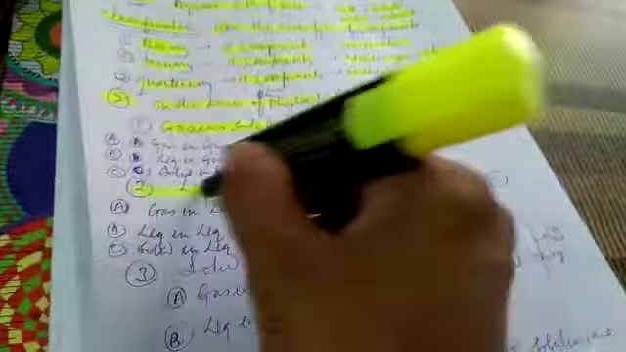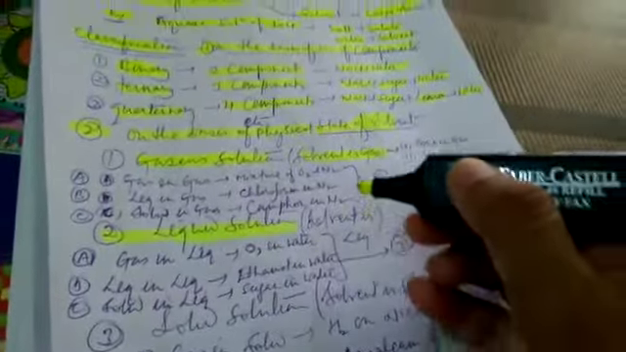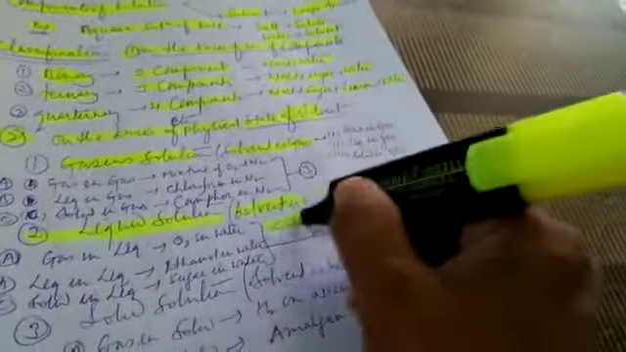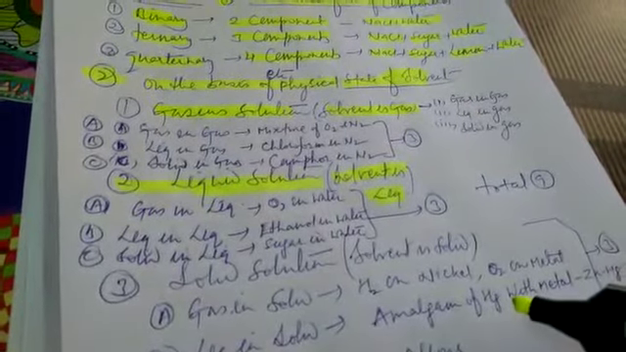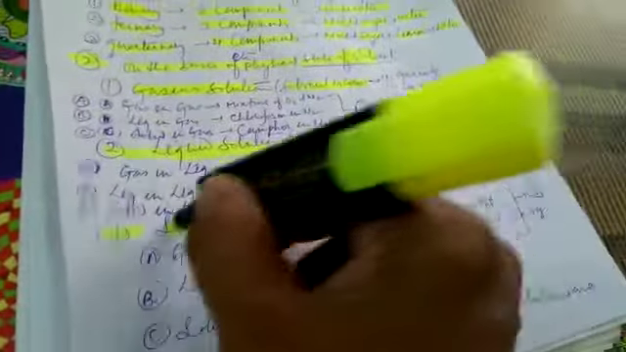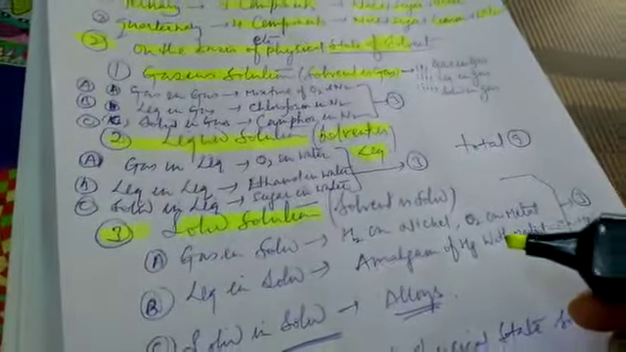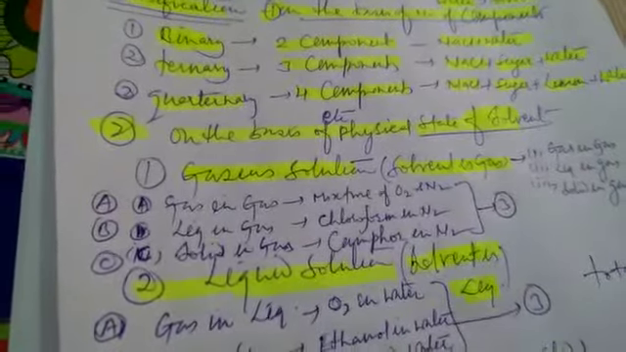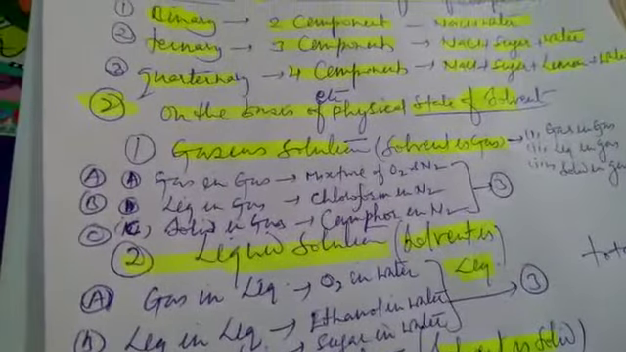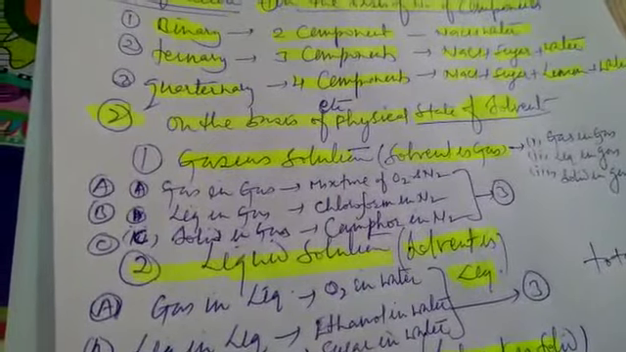Second, liquid solution. If the solvent is liquid, then the solution is called liquid solution. Third, solid solution. If the solvent is solid, then the solution is called solid solution. Now, each of these types of solutions is of three types.